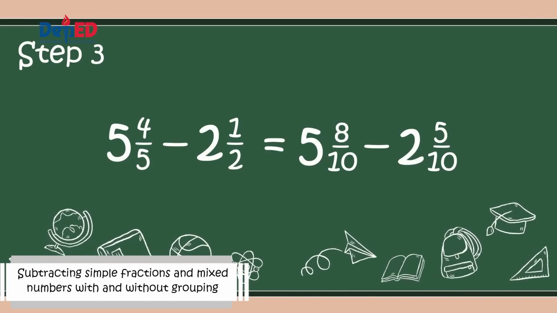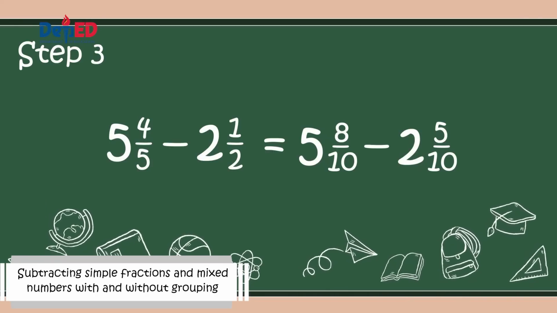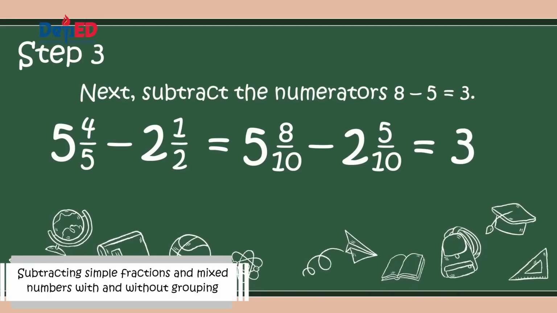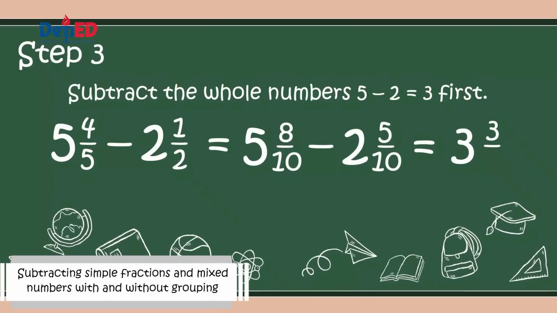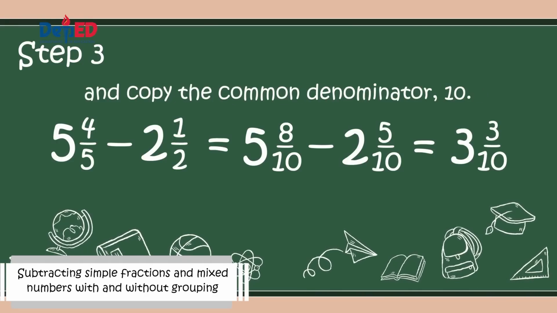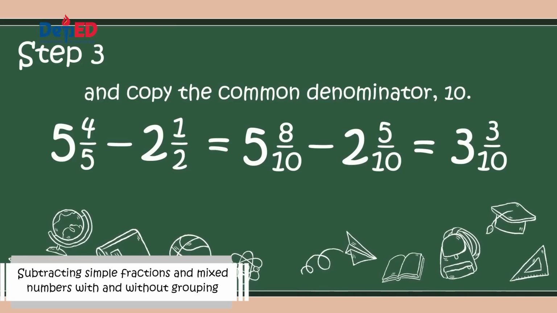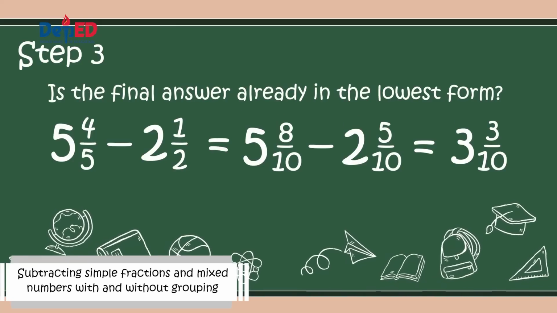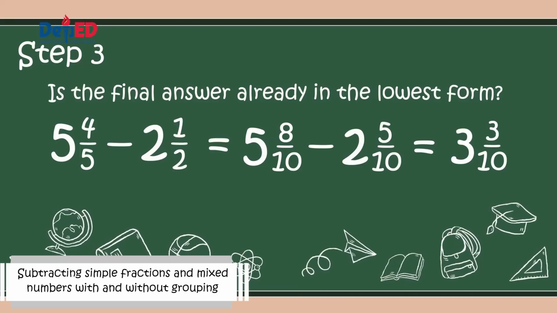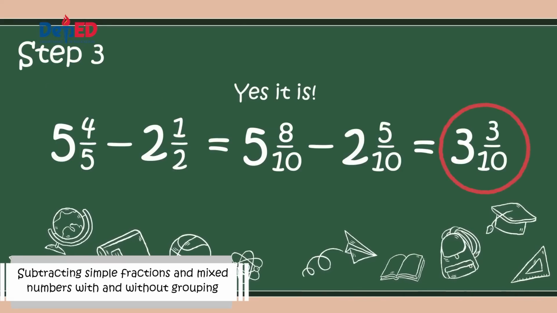Step 3. Subtract first the whole numbers. 5 minus 2 equals 3. Next, subtract the numerators 8 minus 5 equals 3 and copy the common denominator 10. We have 3 and 3 tenths. Is it already a lowest term? Yes, therefore our final answer is 3 and 3 tenths.